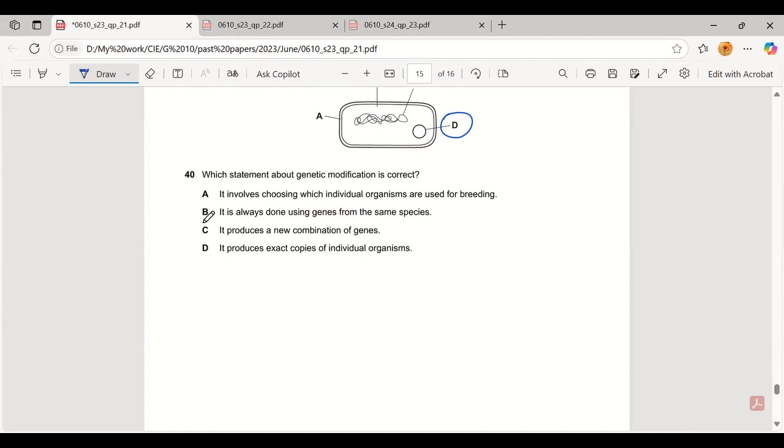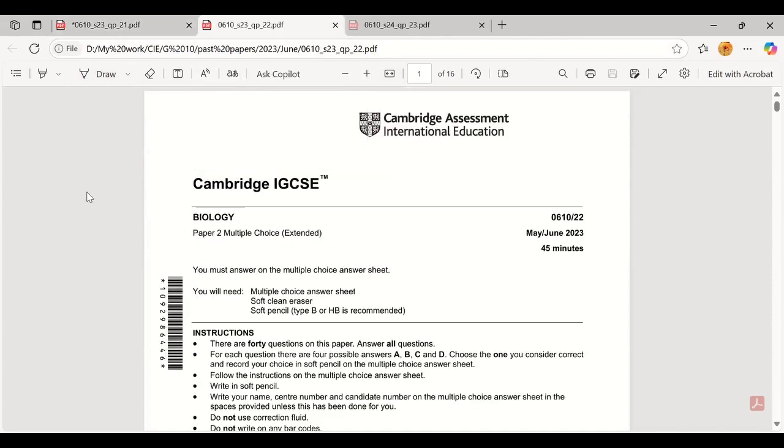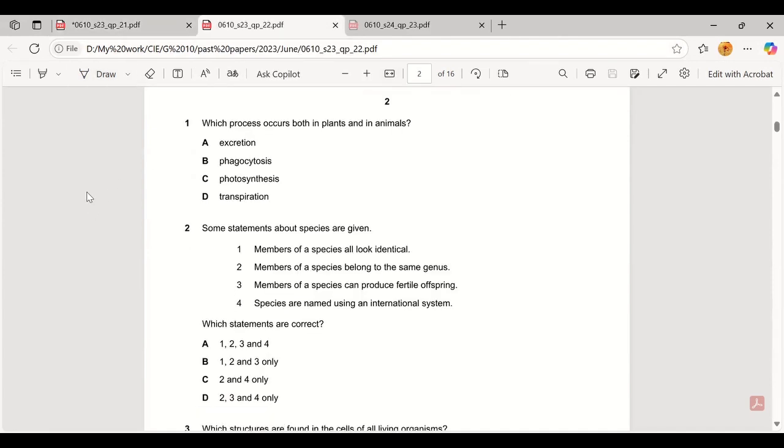C. Yes, very good. Recombinant plasmid. Okay, let's try another past paper. Which process occurs both in plants and in animals? Michelle, A. Number A, excretion. Okay, what's wrong?